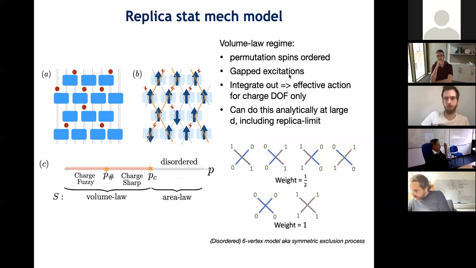And we want some effective action, if you want, or some effective dynamics for what this charge is doing. We can do this analytically, using some replica trick and so on. But the end result is so simple that I don't need any technical detail. What we find is that at the end of the day, the charge is obeying some very simple rule, which you could probably guess: charge is basically just diffusing. So it obeys a 6-vertex model, or more simply a symmetric exclusion process.